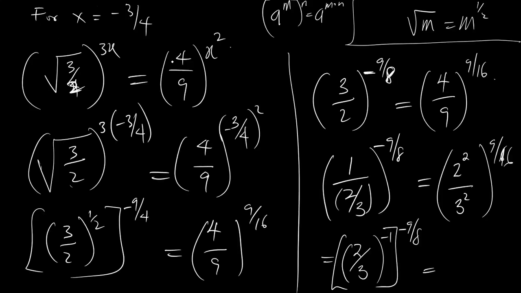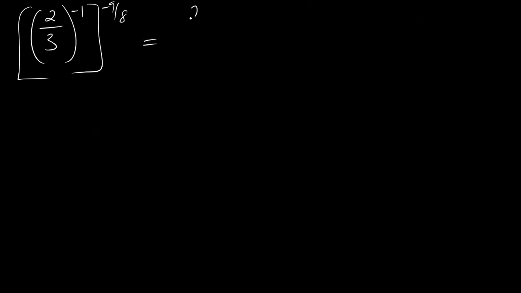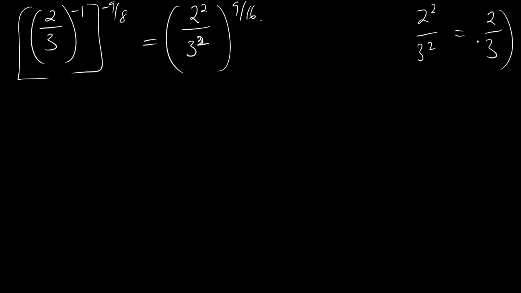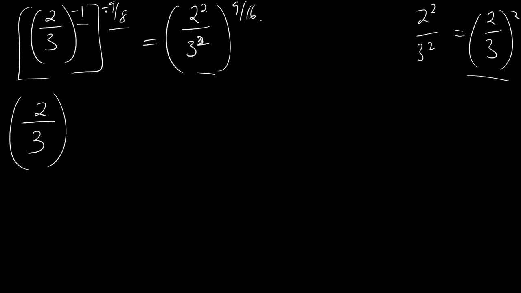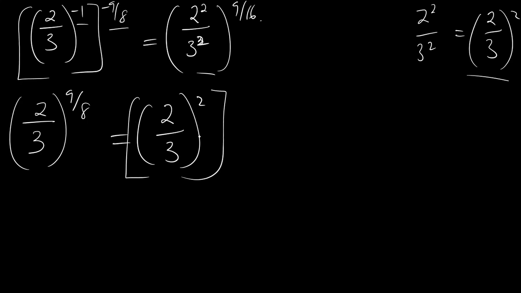Let me go to the next page. You have 2 all over 3 raised to power minus 1, all raised to power minus 9 over 8, is equal to 2 raised to power 2 all over 3 raised to power 2, all raised to power 9 over 16. Now 2 raised to power 2 all over 3 raised to power 2 is the same thing as 2 all over 3 all raised to power 2. So now let's substitute this same value into here. So you now have 2 all over 3 all raised to power, now you multiply the powers, minus 1 times minus 9 all over 8 will give you 9 all over 8, which will now be 2 all over 3 all raised to power 2, all raised to power 9 over 16.